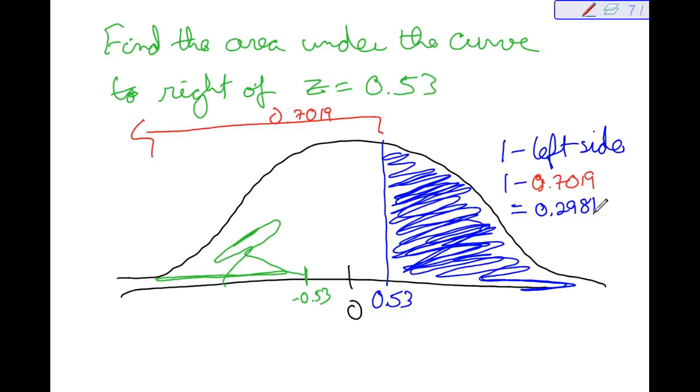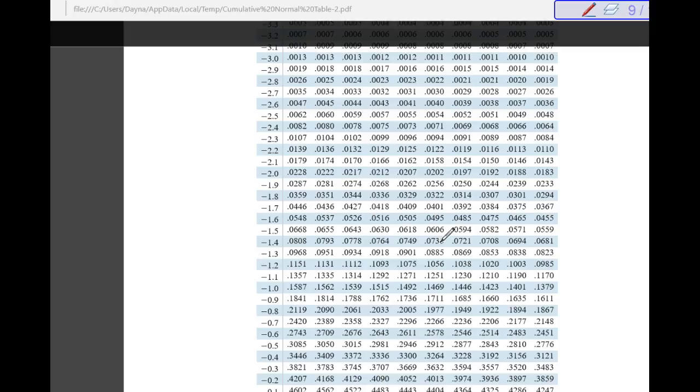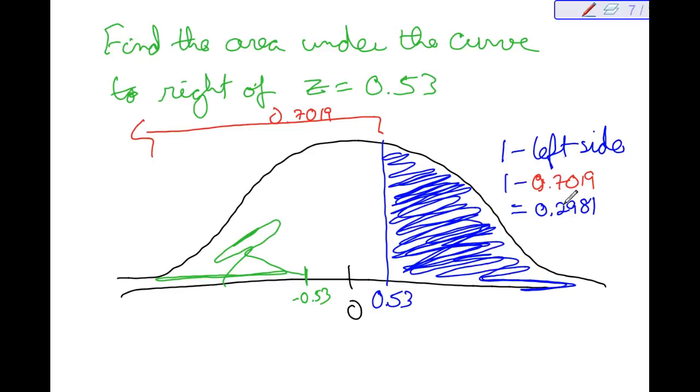And what I was saying was this right here is the exact same thing as looking up the opposite sign. If I want to the right, I can also look up the opposite sign. So I'm looking at 0.53. So if I look up a negative 0.53, so here's a negative 0.5 and 3, 0.2981. Oh look, that's a 0.2981. Same thing as what I got over here.